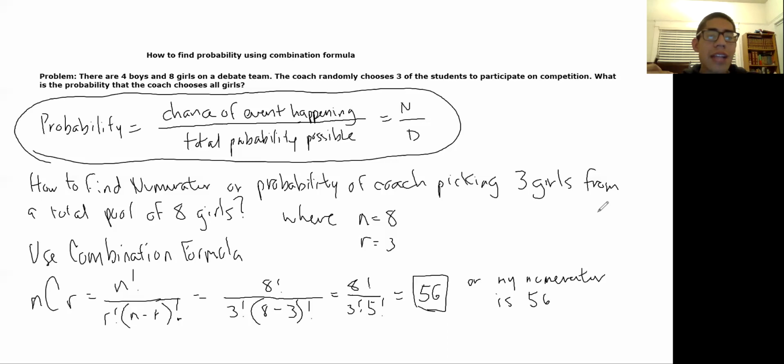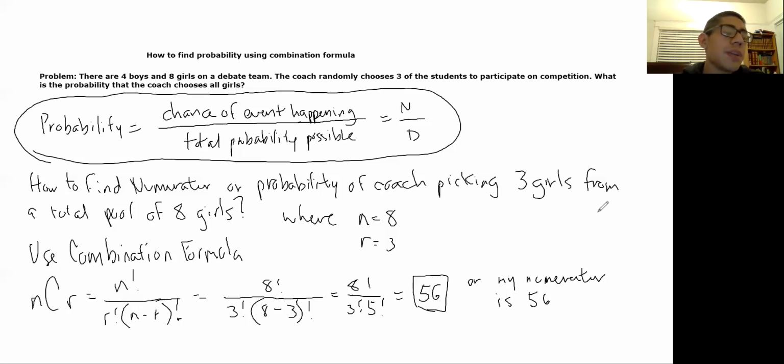Okay, so now let's actually look at the problem and what it's asking us so we can figure out what to do, right? Problem: There are 4 boys and 8 girls on a debate team. The coach randomly chooses 3 students to participate in the competition. What is the probability that the coach chooses all girls?